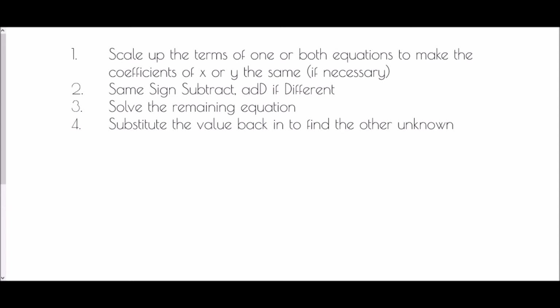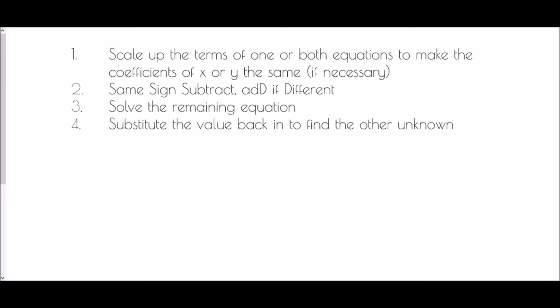So we have a method for this, and if you can follow these 4 steps each time, you're going to reach the correct answer. The first stage is to scale up the terms of one or both equations to make the coefficients of x or y the same, if necessary. In some cases you won't actually need to do any of the scaling up. The second stage is to use the phrase same sign subtract, add if different. It's all about either subtracting the equations from each other or adding the equations together to get a single equation.